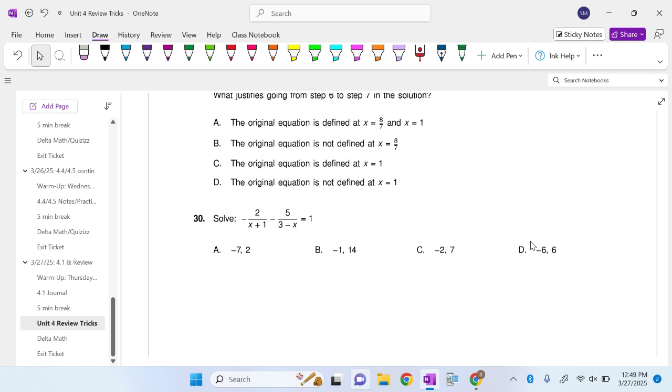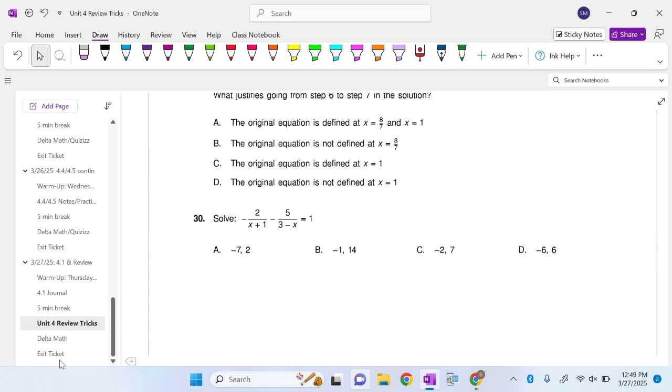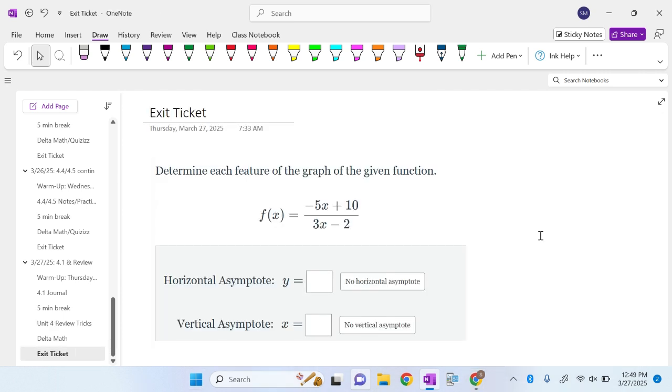Okay. So you guys got about 15 minutes until class ends. So I'll post the exit ticket. And then you guys can also work on any other work you have for right now. Also, there is a new Delta Math for 4.1, but I think it's only like 5 problems. It's really quick. So you can knock that out pretty easily.